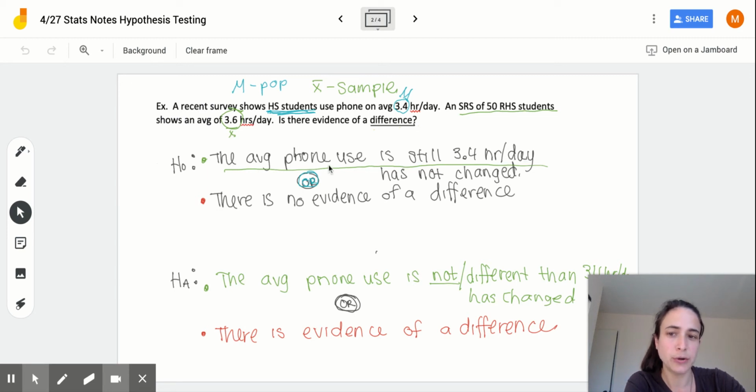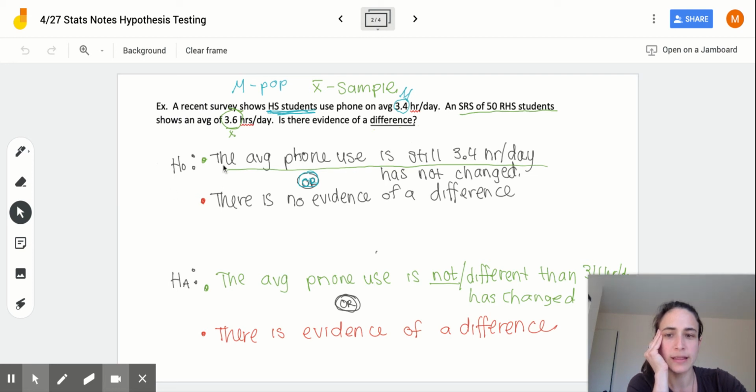Okay, so the average phone use is still 3.4 hours a day. So your H0 is always that there's no difference or no change. So you would say that even though the sample showed a higher mean than the actual population, it's not high enough to say there's a significant difference. So we're going to say that the average phone use is still 3.4 hours a day. There's not enough evidence to show that it's changed. Another way you could say it is that there's no evidence of a difference. We haven't provided enough evidence to show that this number is high enough to say that there's a real change.